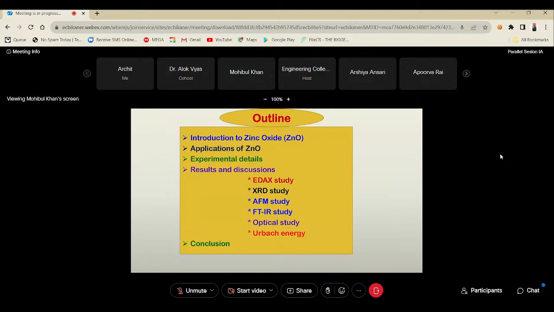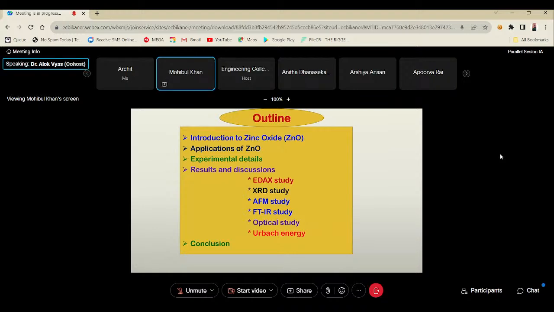These are the outlines: introduction, application, experimental details, results, and conclusion. Introduction: zinc oxide is an environmentally safe N-type II-VI chalcogenide semiconductor having a band gap energy of 3.1 eV at room temperature. Zinc oxide has two types of crystal structure: hexagonal wurtzite and cubic zinc blende.